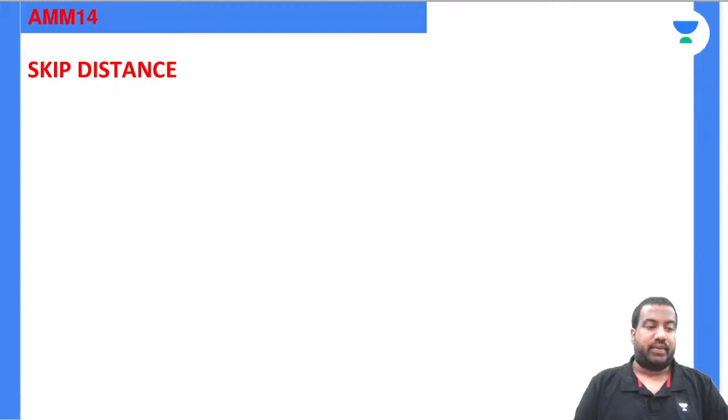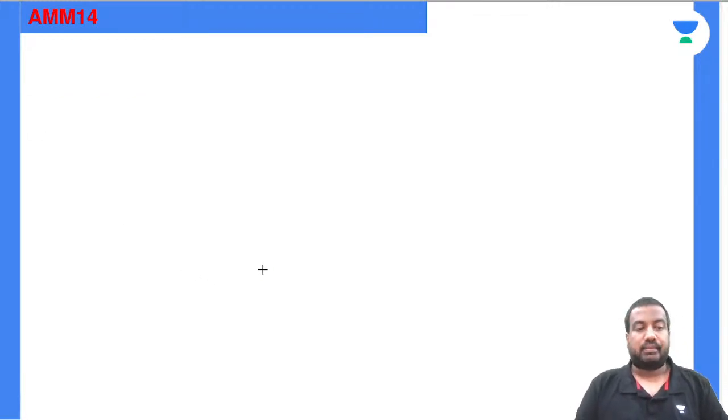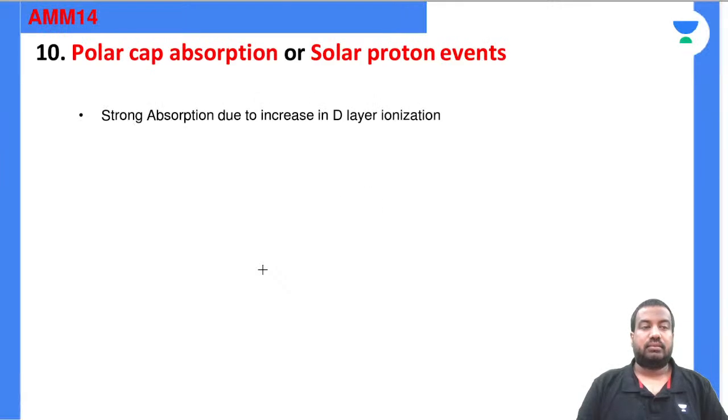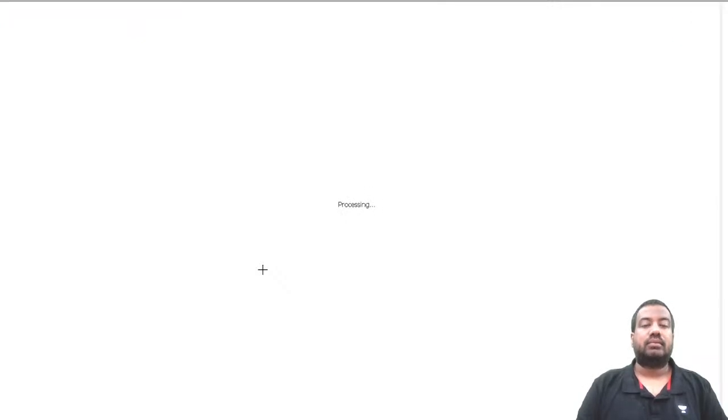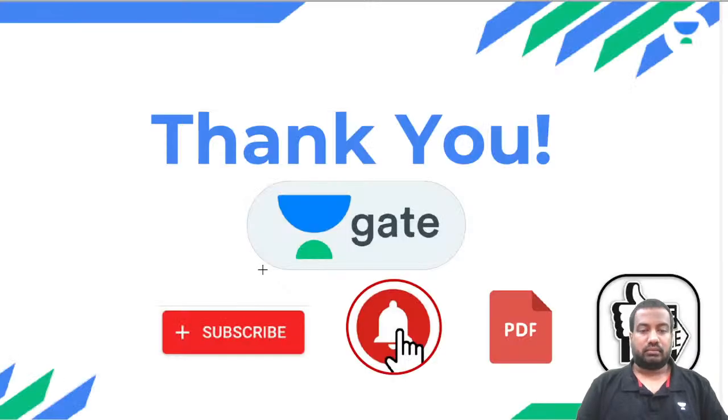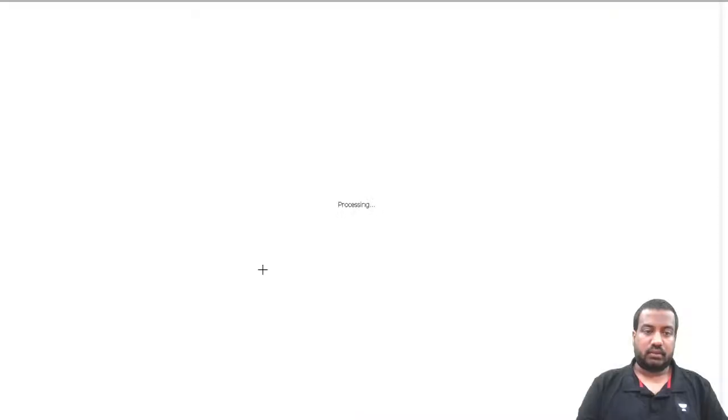We'll continue with the skip distance from the next class. In the next class, AMM 15 will continue. I thought to continue, but the health is not cooperating. So it's better for us now to stop and continue later on. Is that okay?